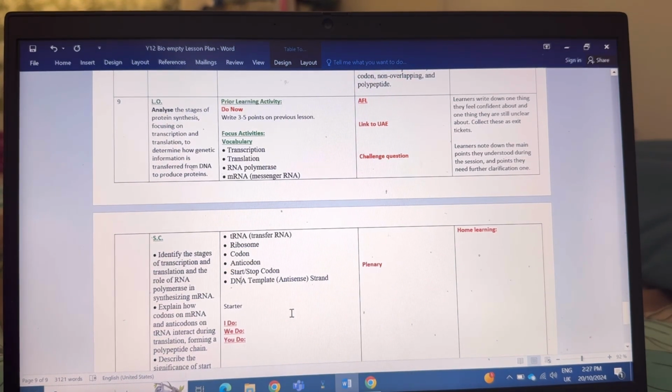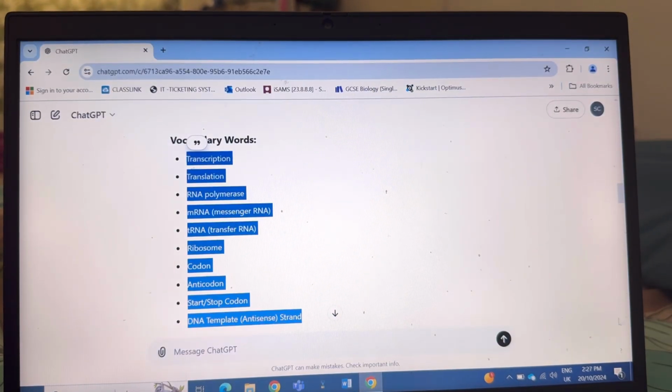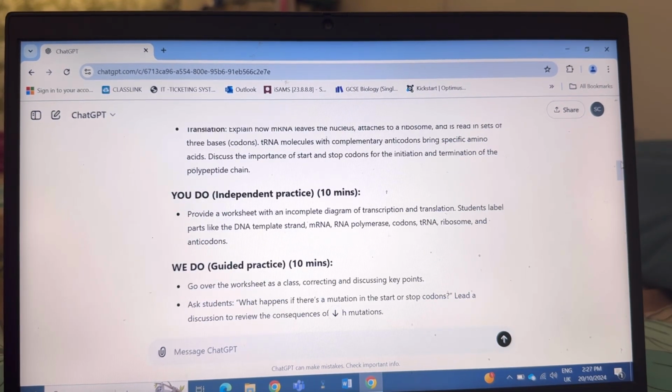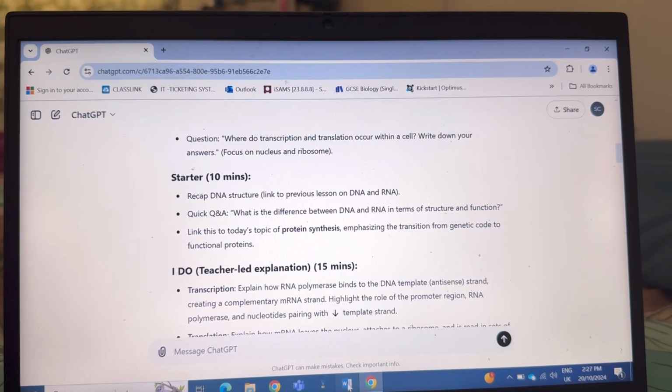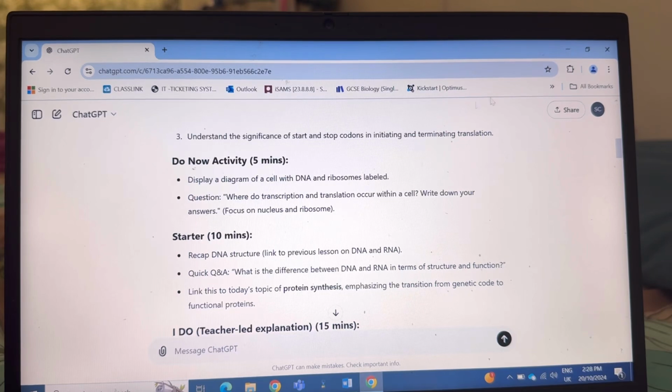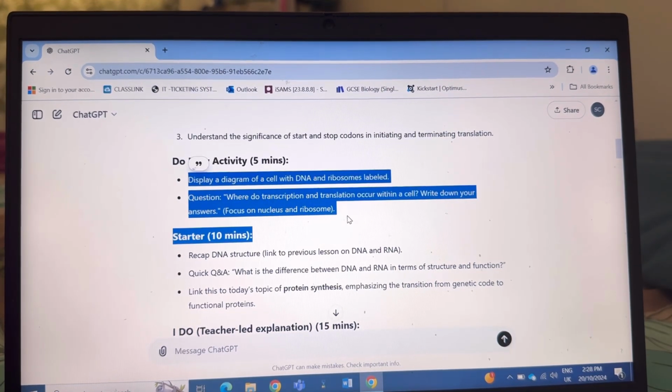Now these are my keywords. I just copy pasted from here. If you think ChatGPT has not given some keywords which you wanted to add, you can just add them yourself. Okay, the next comes the starter. Here, ChatGPT has given me a starter. It also has given me a do now activity, which I can also take as a starter. Display a diagram of a cell with DNA and ribosomes labeled. Question: where do transcription and translation occur within a cell? Write down your answers. Okay, so I can consider this whole thing as my starter.